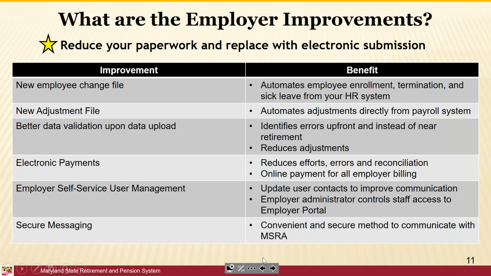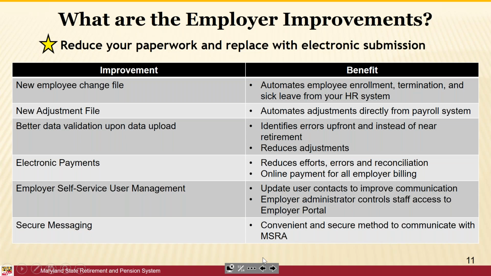So the improvements that we're looking at for employers, this is basically what the improvement and the benefit of those improvements are. This is very high level. These are some big ideas that we've come up with that we want to show you today. And our biggest goal is to reduce your paperwork, and we want to replace that with electronic submission. If we get it electronically, we get it quicker. We can process it much faster, so that is one of our ultimate goals.